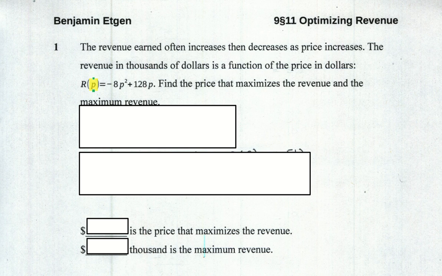There's the price, we're going to call that P, and there's the revenue, we're going to call that R. And we expect the revenue to start at 0, go up to some peak at the vertex, and then go back down to 0 again when the price is so high no one's buying anything. So here's our formula. This is a downward opening parabola. I know that because the coefficient of the squared term is negative. And that makes sense. It goes up and then down. Well, that's the definition of downward opening. It says find the price that maximizes the revenue and the maximum revenue.